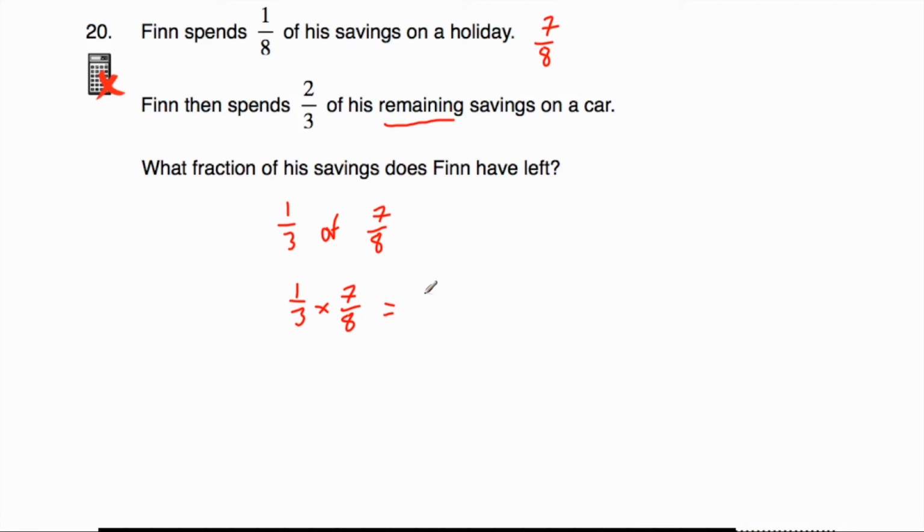So 1 times 7 is equal to 7, and 3 times 8 is equal to 24. So that means that Finn has got 7/24 of his savings left after he spends his money on the holiday and spends some money on a car as well. And so our answer would be 7/24.